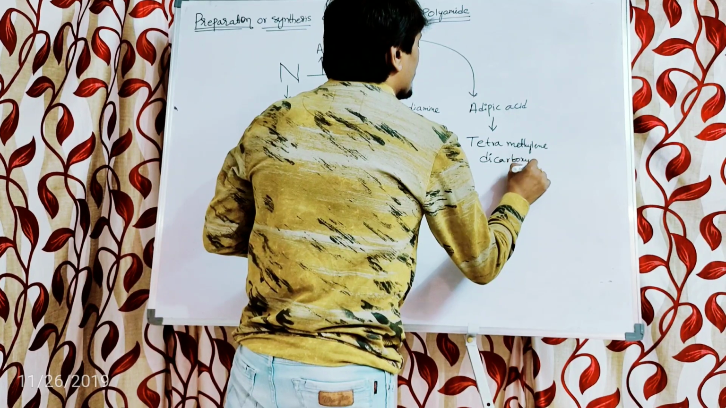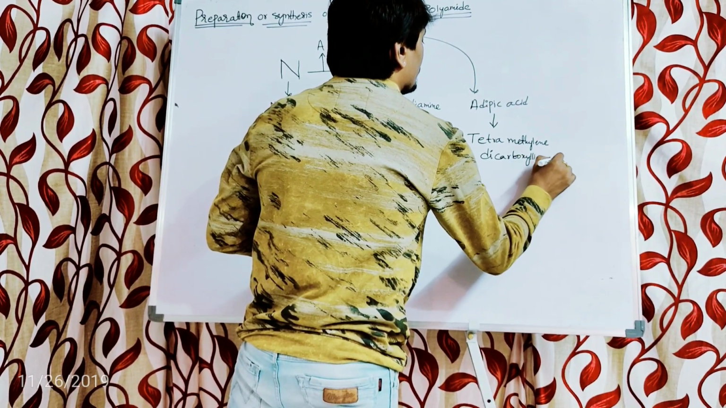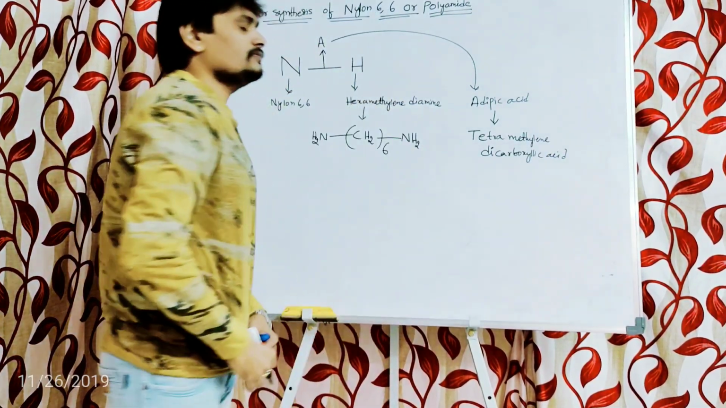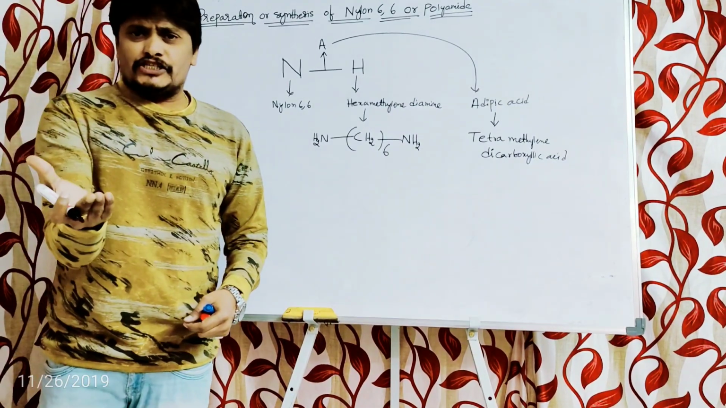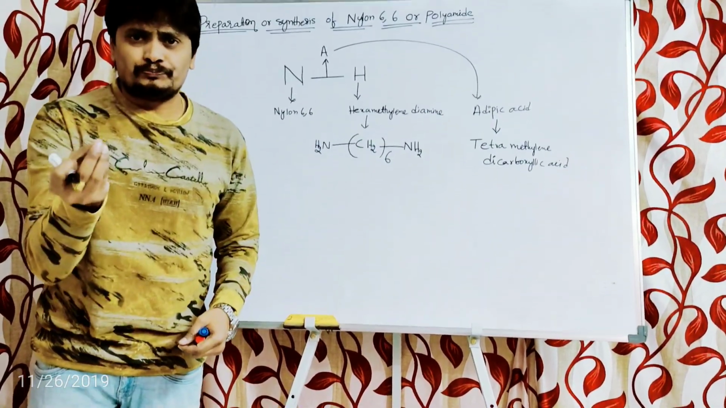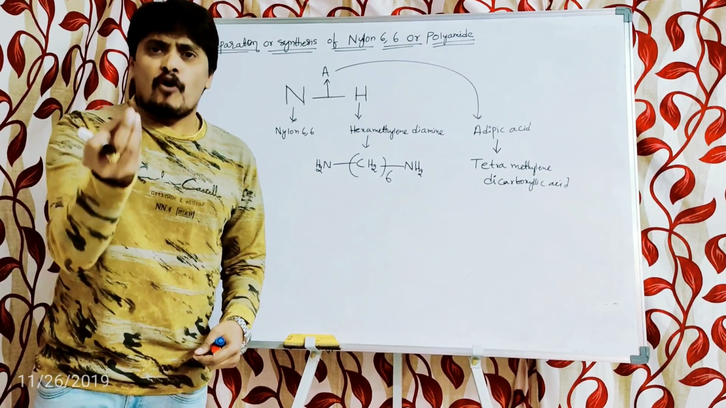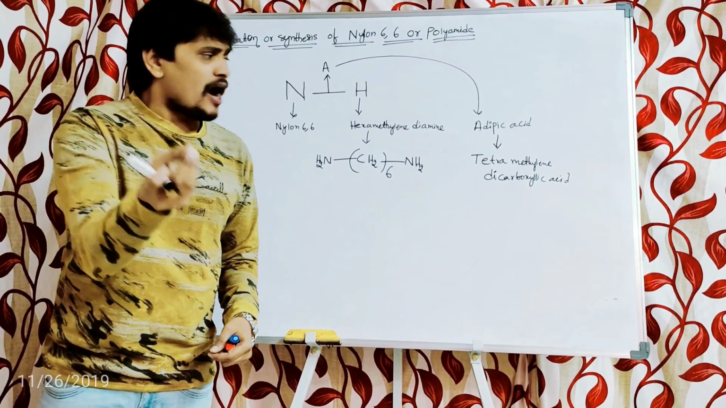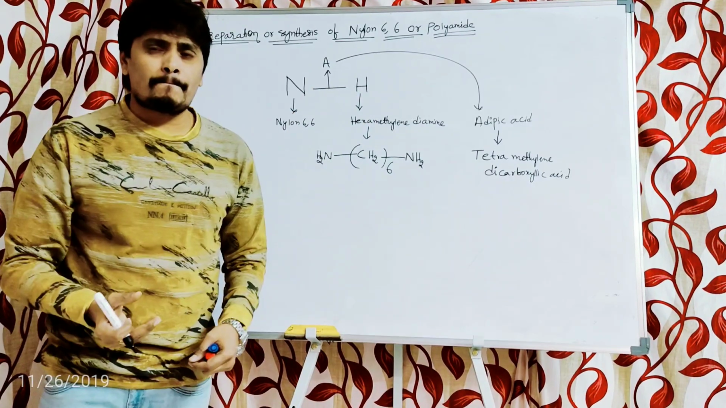Tetramethylene dicarboxylic acid. Now, what do you mean by methylene, students? Just now we discussed CH2. Tetra stands for 4. So 4 CH2s will be a part of this tetramethylene.